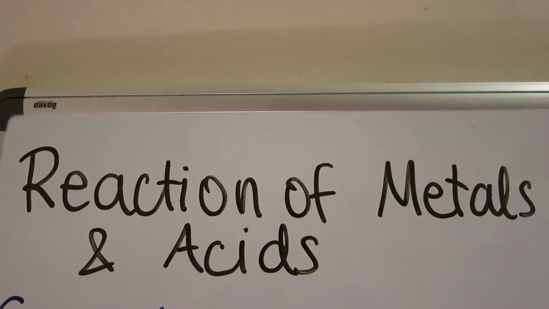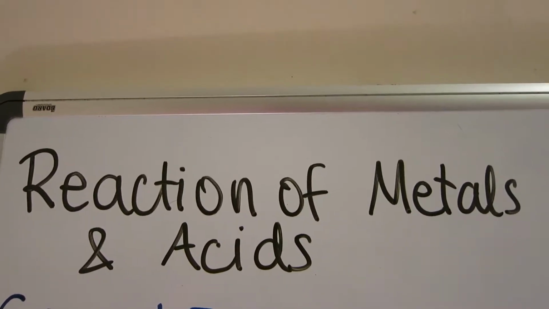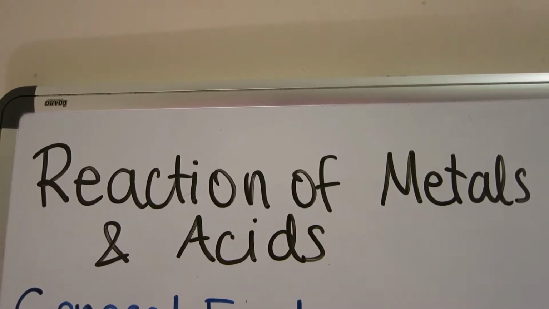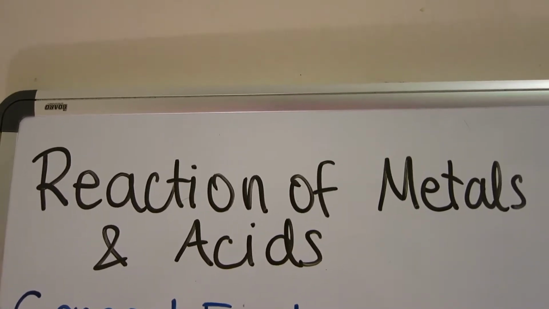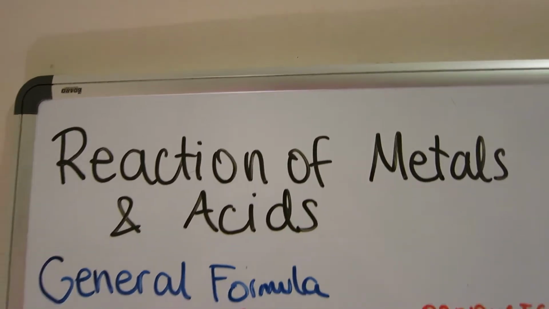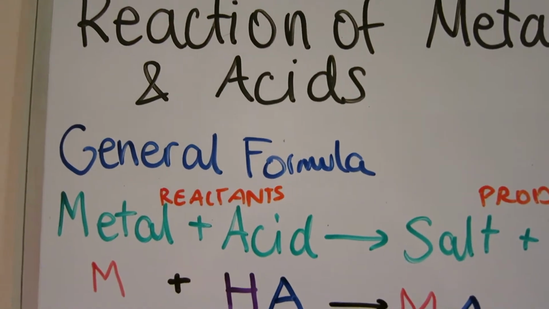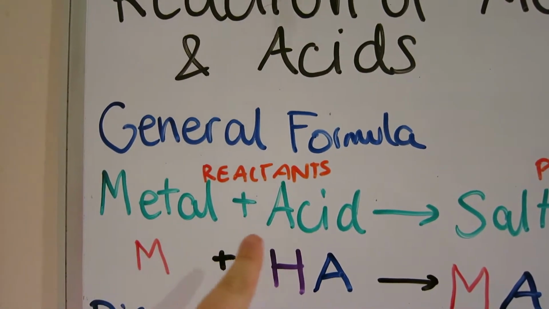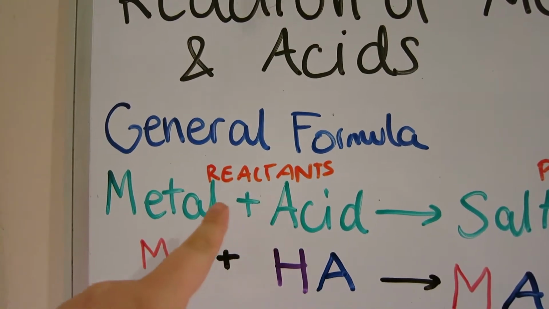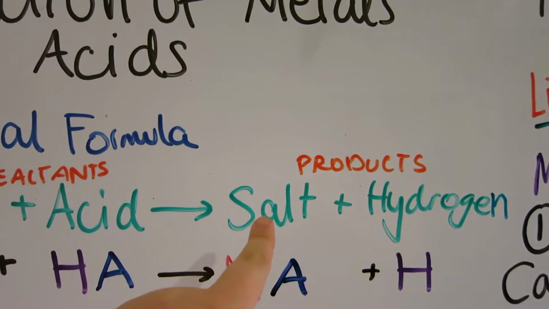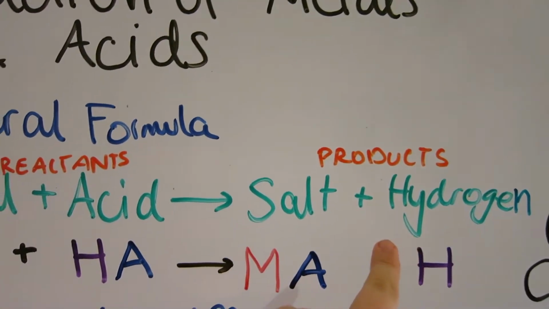Okay, so everyone remember how we were doing the reactions of metals and acids? This is just a quick recap for anyone who didn't really understand it, and to go through it a bit more in depth. So remember, we've got our general formula. We have our metal and our acid, which are our reactants, forming our products, which are salt and hydrogen.